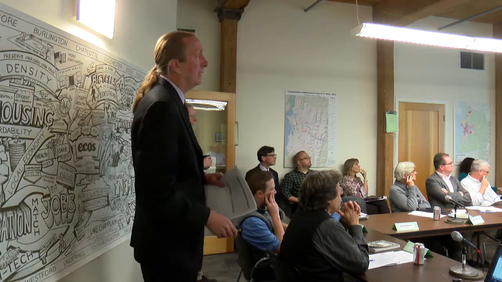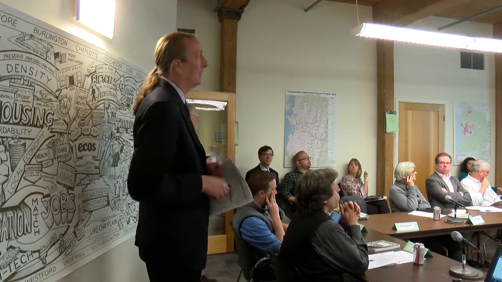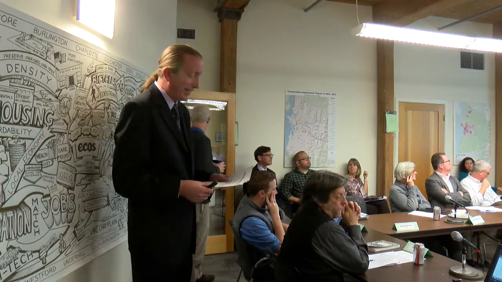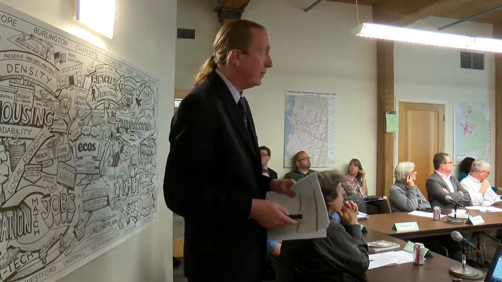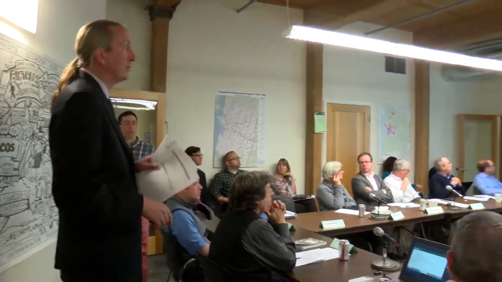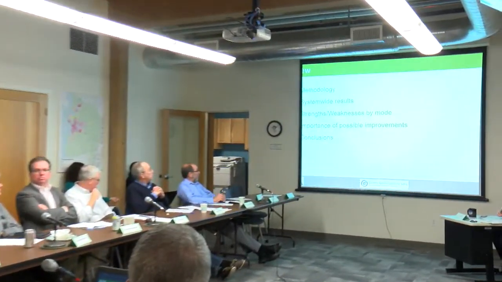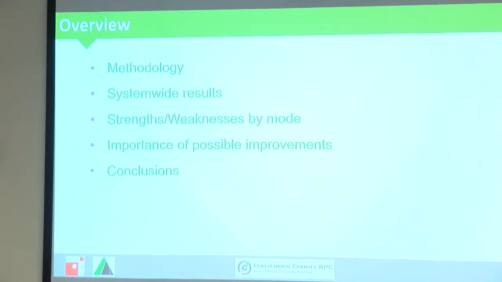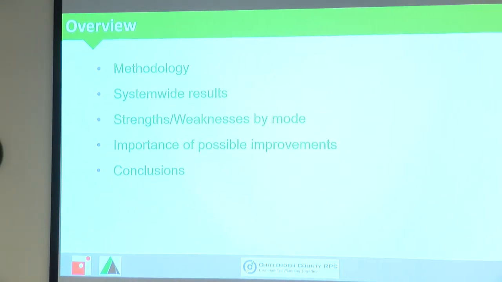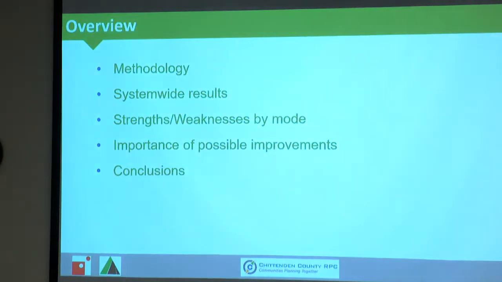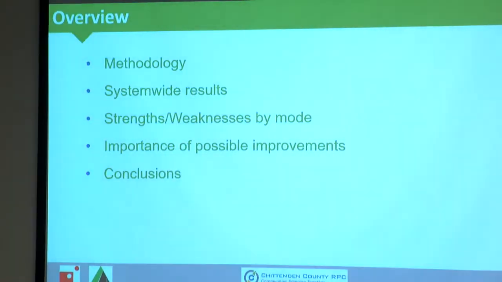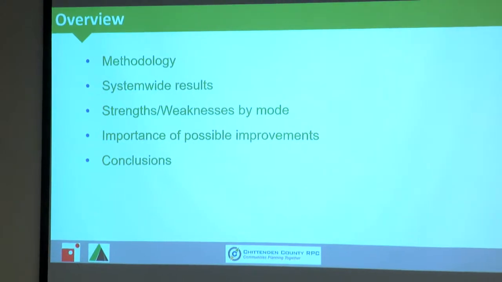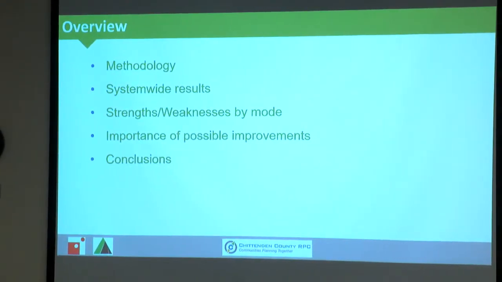What we're going to do here is we're going to go through the methodology we used real quick. Then we're going to talk about system-wide results. From there, we're going to talk about the strengths and weaknesses by each of the four major modes in your total county transportation system. The four major modes we're defining as driving, walking, bicycling, and Green Mountain Transit, public transportation. Then we're going to talk about the importance of possible improvements, how people perceive those, and wrap it up with some initial conclusions we came to from the results.